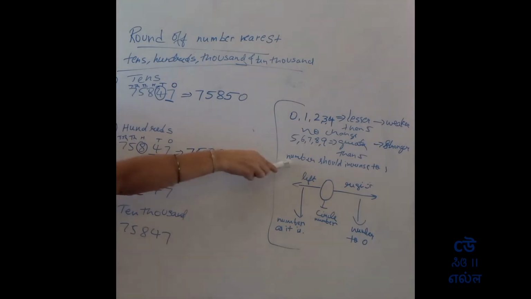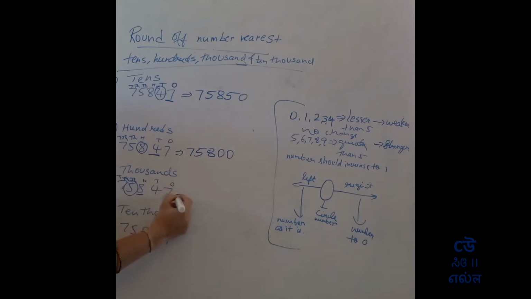If it is a stronger number, what should we do? We have to increase the circled number by 1. So 7 will be as it is. Increase the circled number, so 5 will be increased to 6. Next, the right side of that circled number we'll consider as 0. Okay.